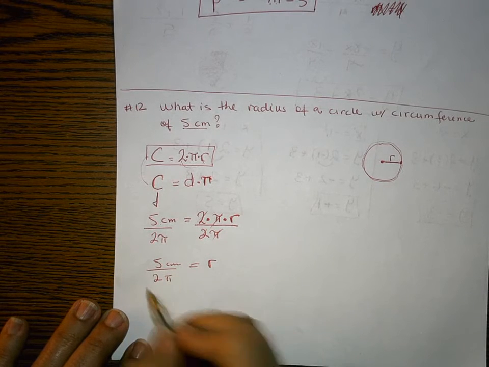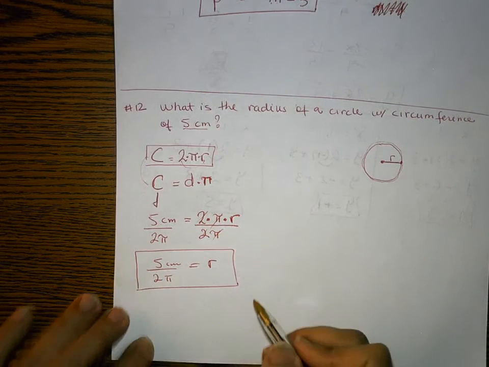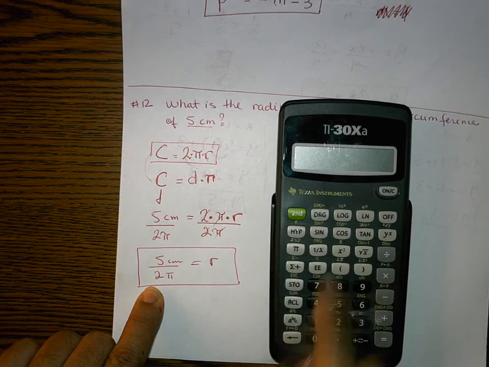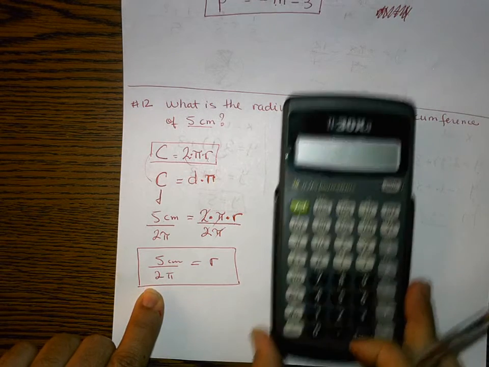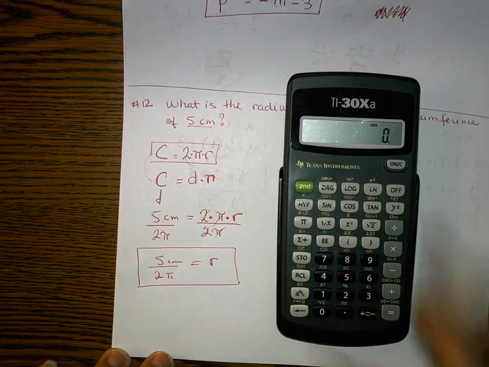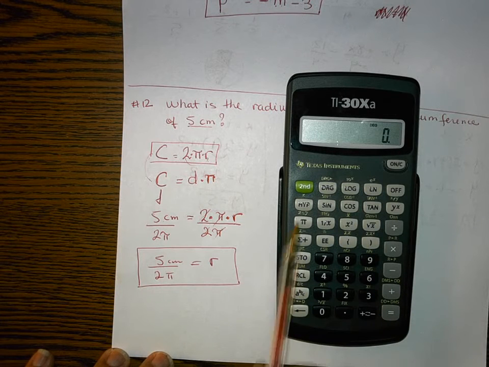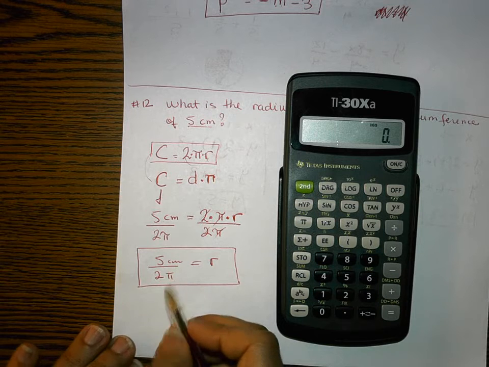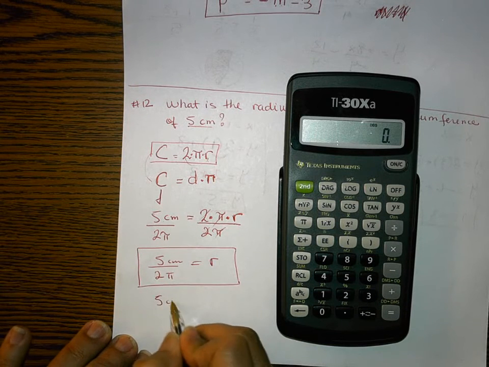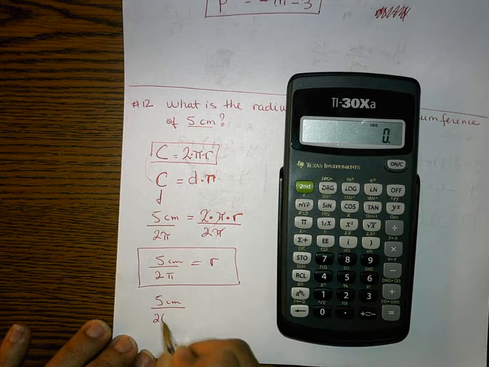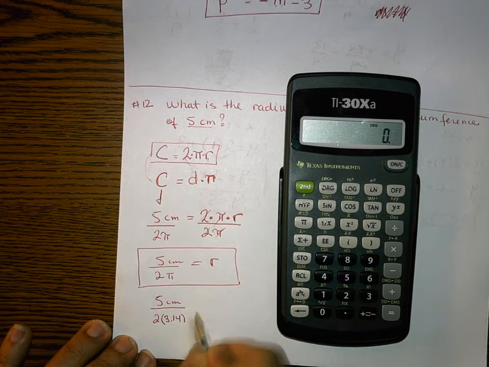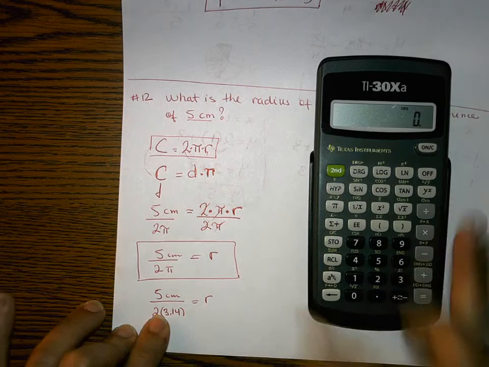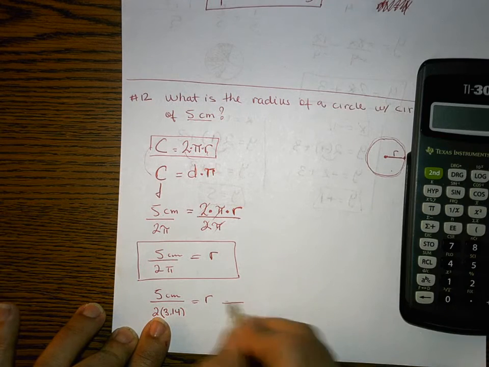You can leave your answer that way if you want to keep it exact, or you can use the calculator. It does have a pi value. I don't want you to be scared, thinking, oh my gosh, I don't know what pi is. But it does have a pi value right there, okay? And you can also use pi as 3.14. So this is 5 centimeters divided by 2 times 3.14, which equals the radius. If you do this carefully, 2 times 3.14, let's go over here and continue.